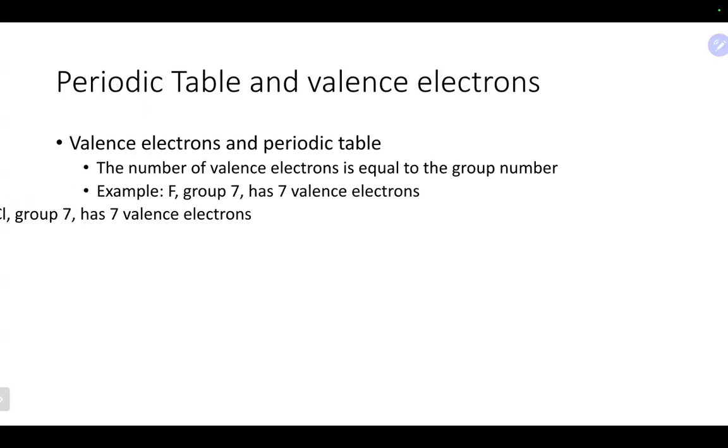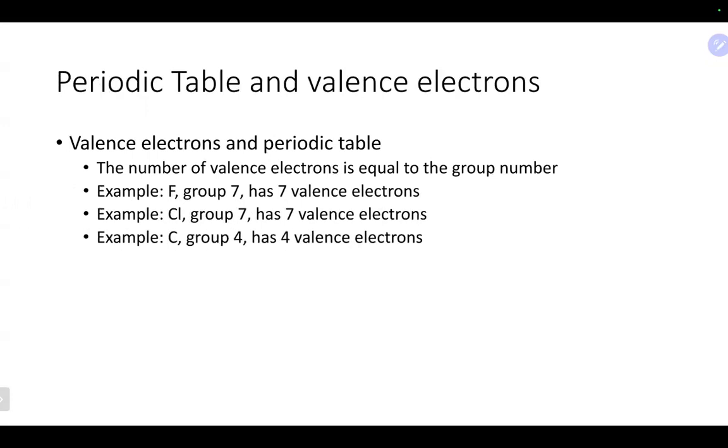So as I mentioned before, the number of valence electrons will equal the group number. So fluorine, which is group 7, has 7 valence electrons. Chlorine, group 7 as well, also has 7. And carbon, for example, is group 4, which would have 4 valence electrons.